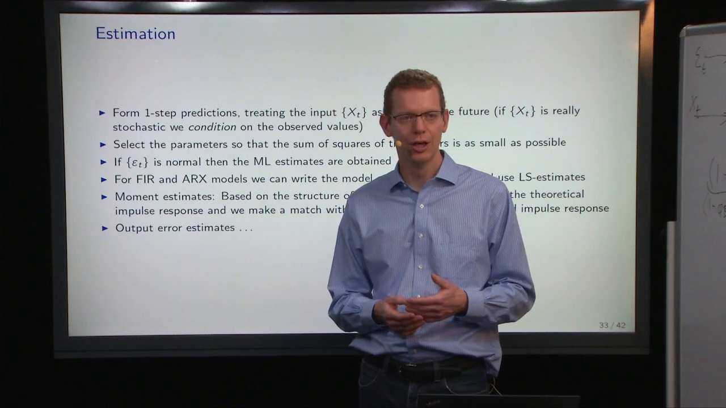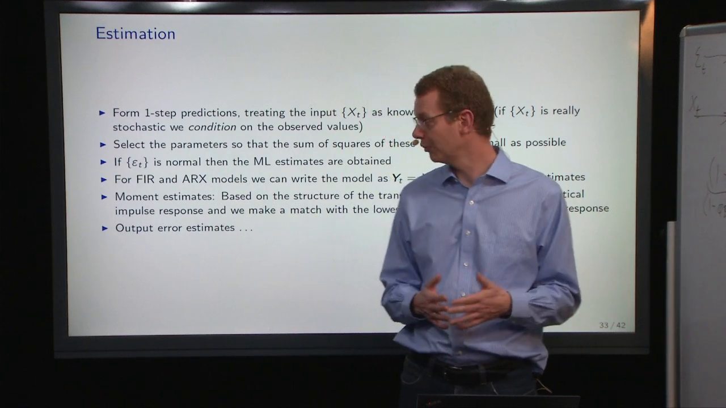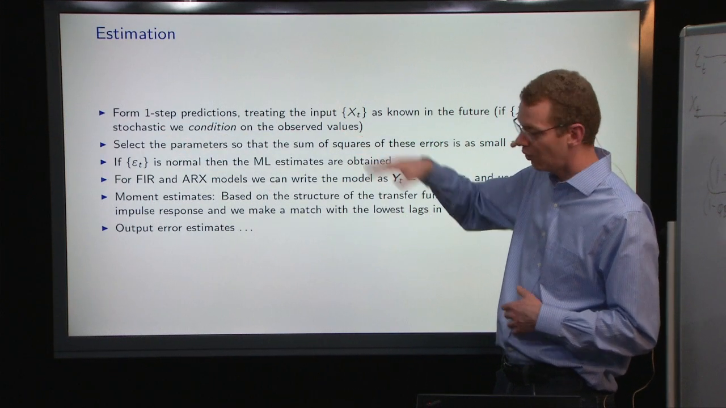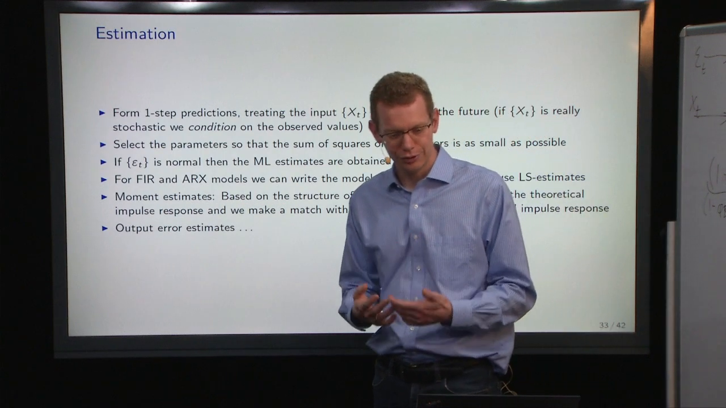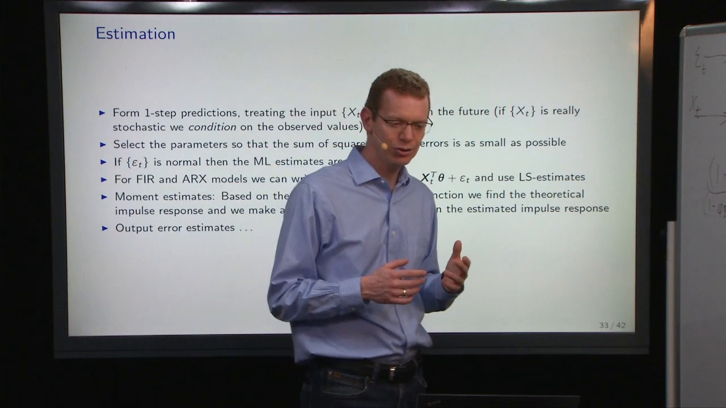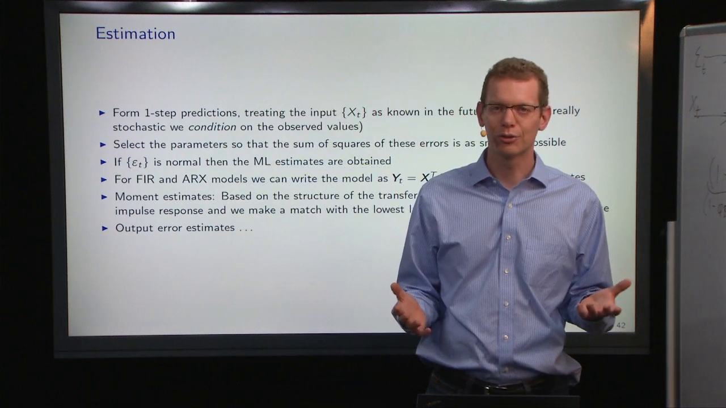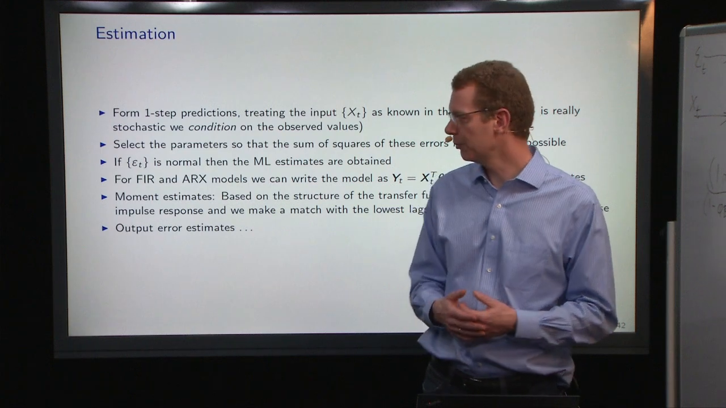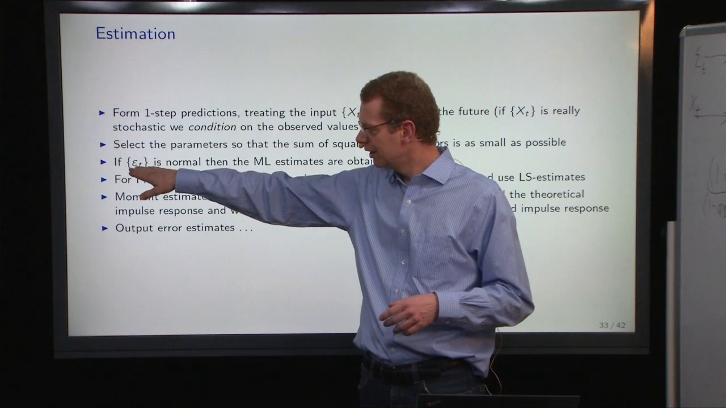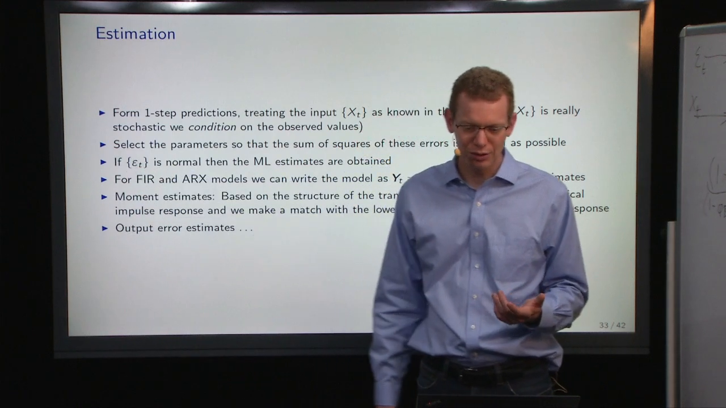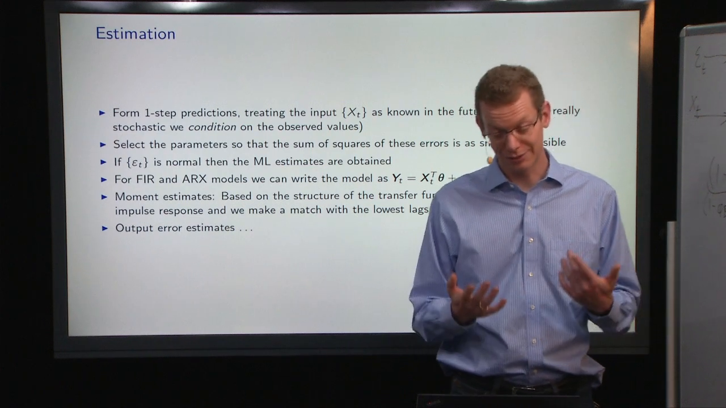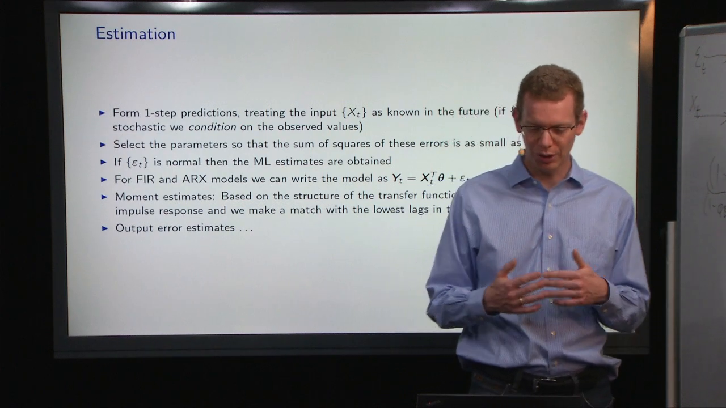And the estimation is pretty much like all the previous estimations that we've made. You look at one-step predictions, and you treat the input as known, also in the future. If it's stochastic, then you just condition on the observed values, calculate the sum of squared prediction errors, and you want to minimize that and find the parameters that do that. If the epsilon t is white noise, then you can do maximum likelihood as well. At least in that case, it gives the same as least squares.